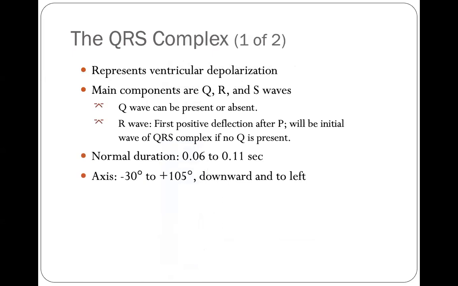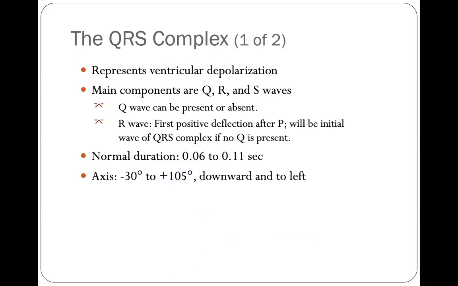The QRS complex represents ventricular depolarization. I already said this, but let me be clear. All the autorhythmic cells have already fired, including the Purkinje fibers, before you see the QRS complex. The QRS complex represents ventricular contractile cell depolarization. So these are the actual muscle cells depolarizing.